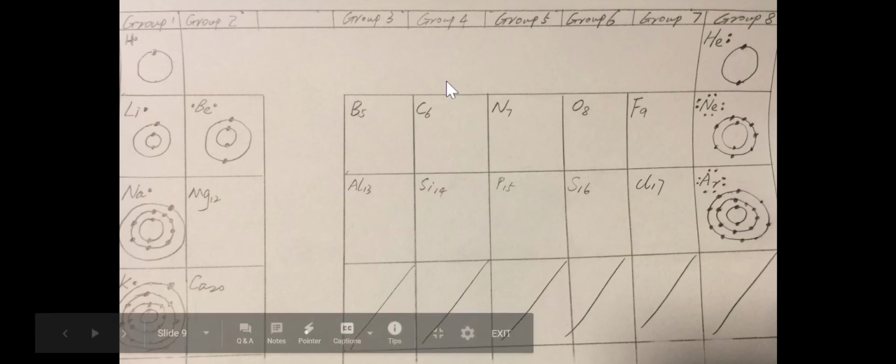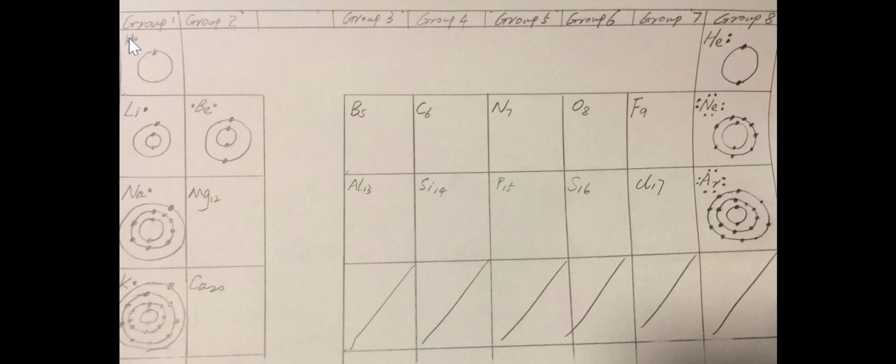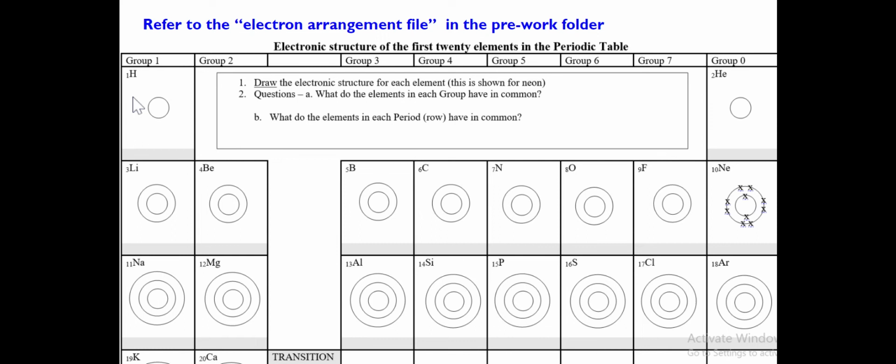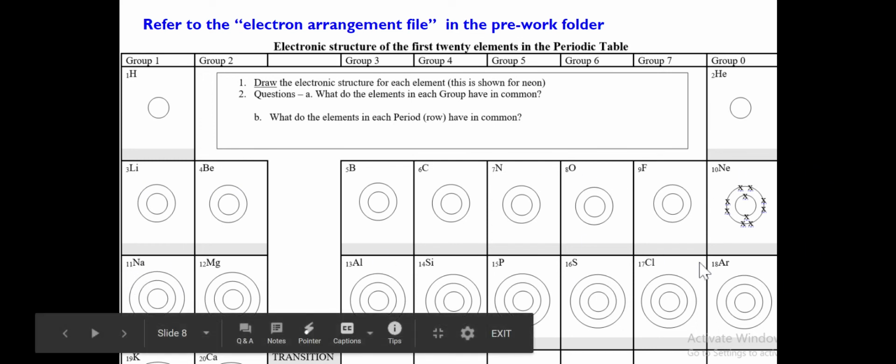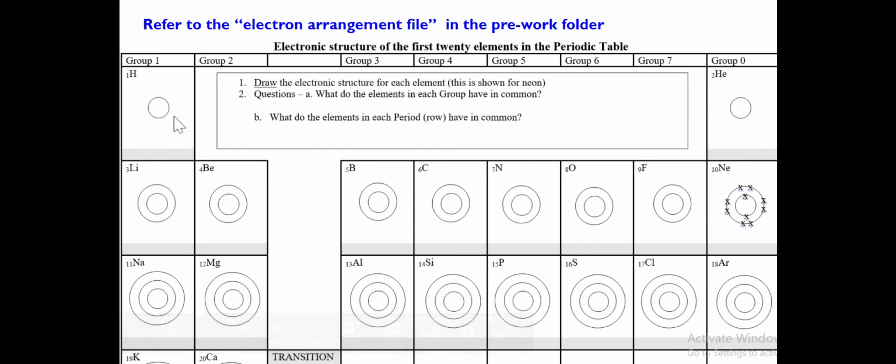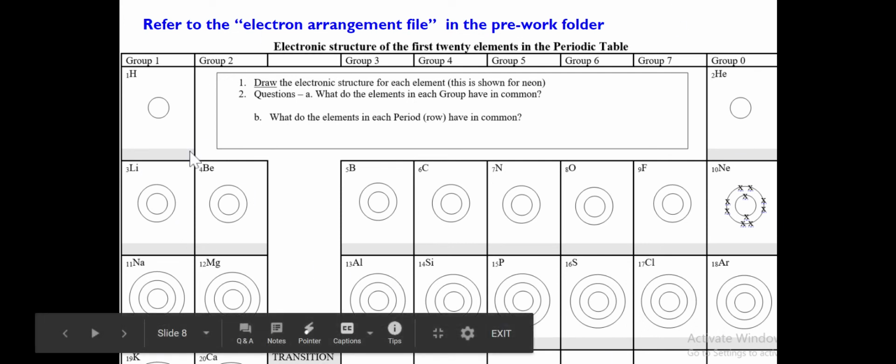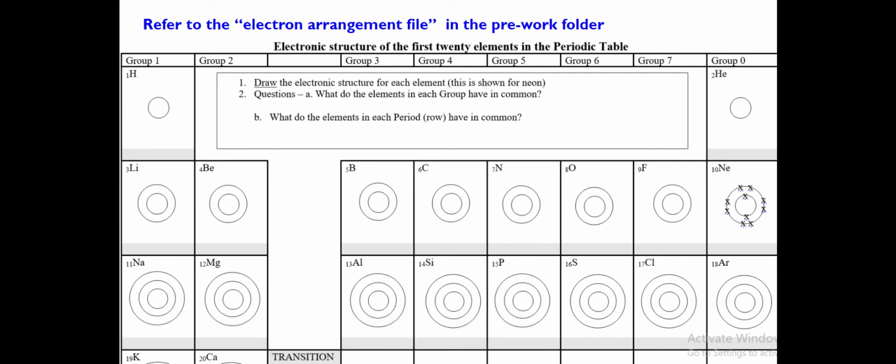Okay, so hydrogen is number 1. Draw a circle, put a dot in there, and draw the symbol and put one dot next to it. So how do you know which element you put in there? Here's all the element symbols. So hydrogen, helium, lithium, beryllium, boron, carbon, nitrogen, it's all lined up. You can find the information over here. And here's two more. And then how many electrons are you going to draw? Here's the number of protons, also the number of electrons. It's all labeled in here. So you can find all the information from this paper, which is uploaded in the pre-work folder.